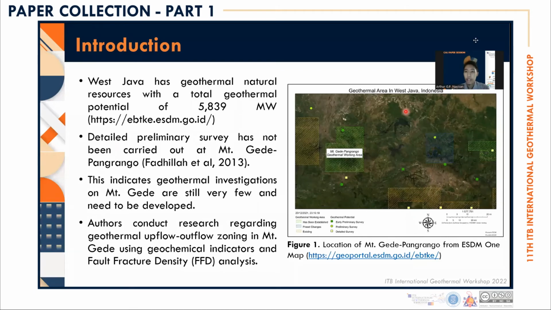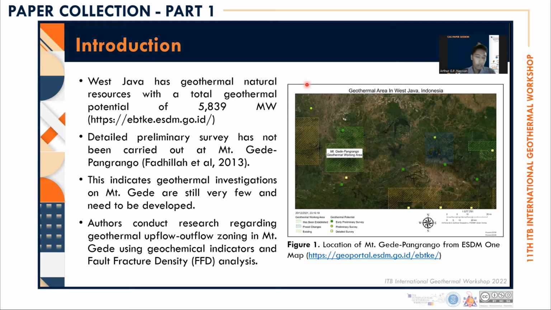Okay, as you can see, this is my introduction, the background, why we did this research, why we chose these topics. We know that Java is a big island in Indonesia that has a big geothermal potential. And one of its provinces, West Java, has geothermal natural resources with a total geothermal potential of 5,839 megawatts. And one of its geothermal areas is the Mount Gede Pangrango geothermal working area. And from Fadila et al.